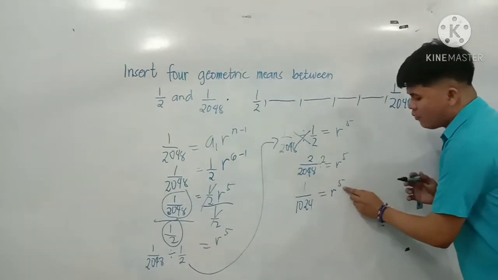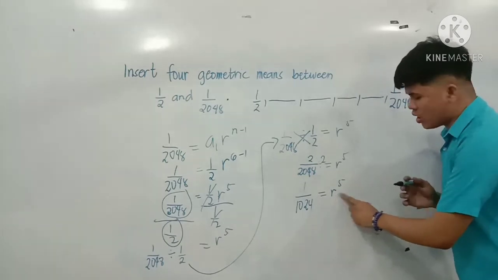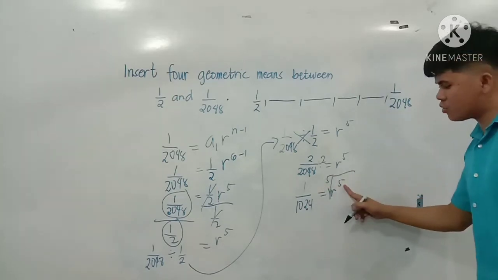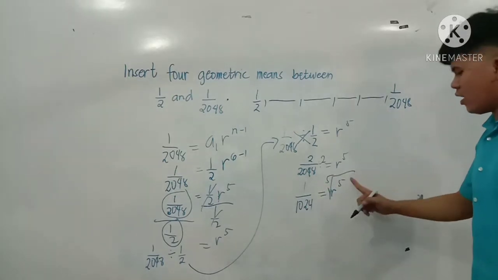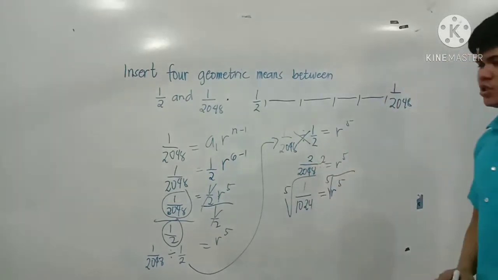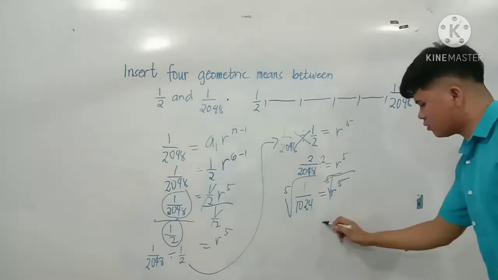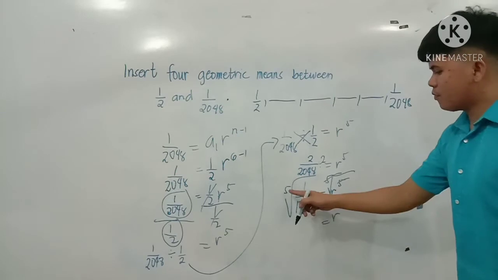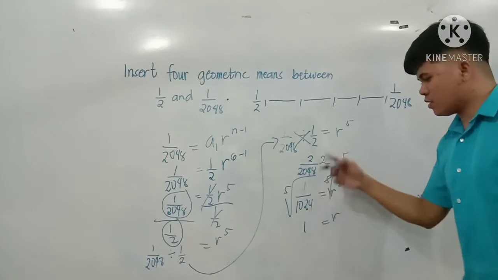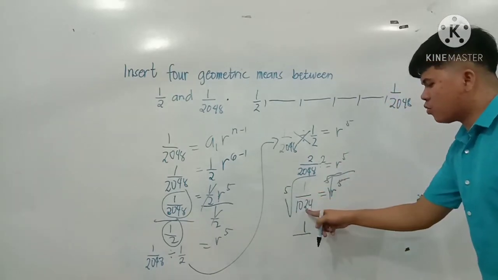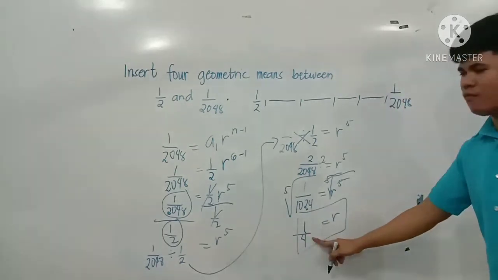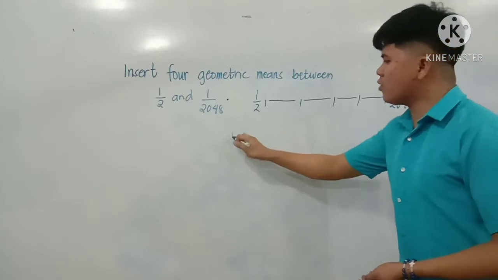Then, observe our exponent for the variable r is 5. So, we can use the fifth root in order to cancel this 5. Since we apply the fifth root here, automatically we apply the fifth root also onto the other side. So, cancel this one. We have here simply r. Then, the fifth root of 1 is simply 1. Then, the fifth root of 1024 is 4. So, therefore, our common ratio is 1/4.